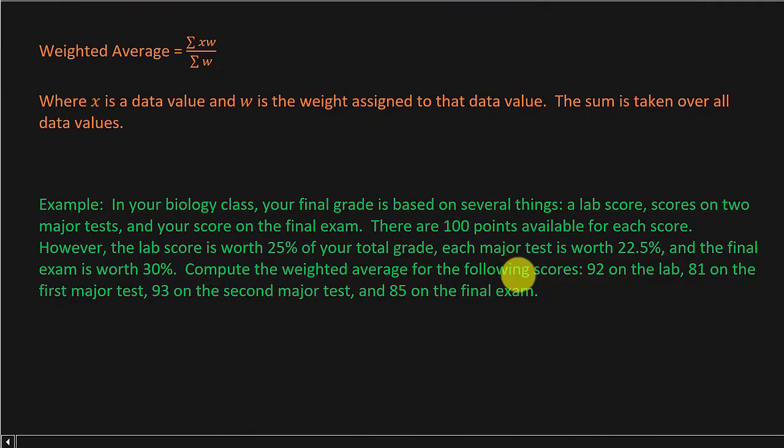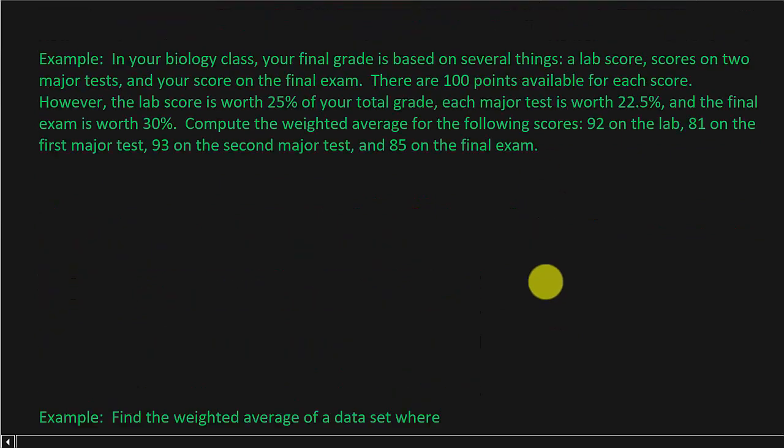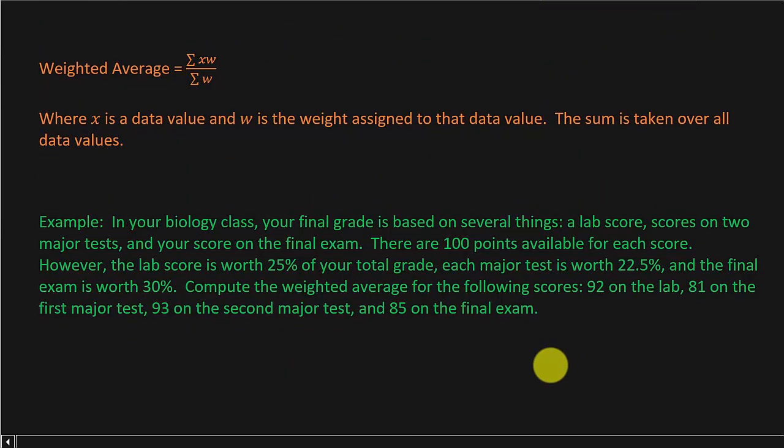All right, so last example here. Well, it's actually two of them, but it's on weighted average. So the weighted average is the sum of x times w over the sum of w, where x is a data value and w is the weight assigned to that data value. The sum is taken over all data values. All right, so let's look at an example.